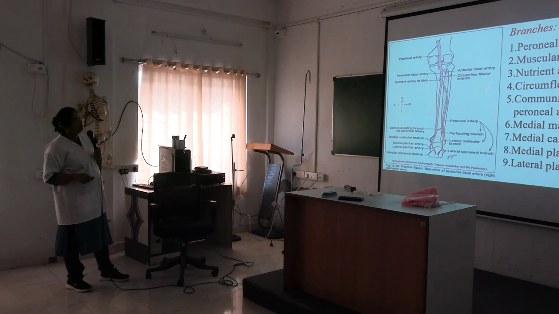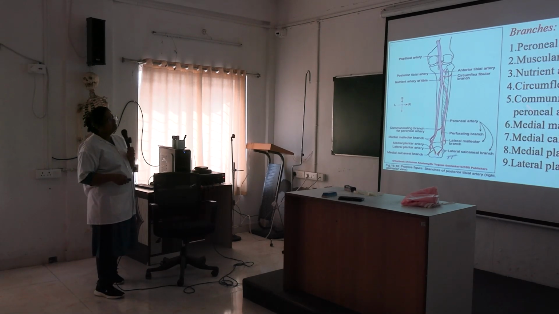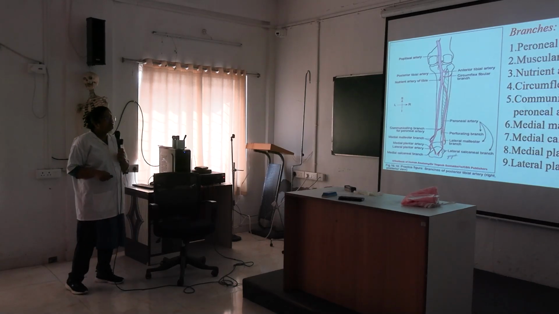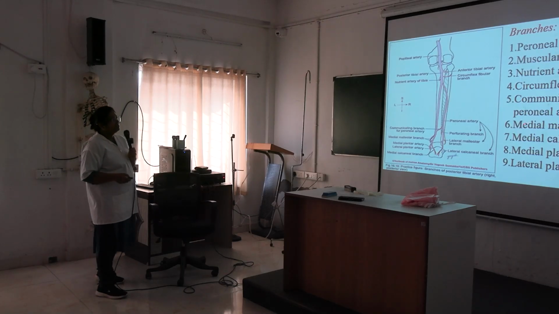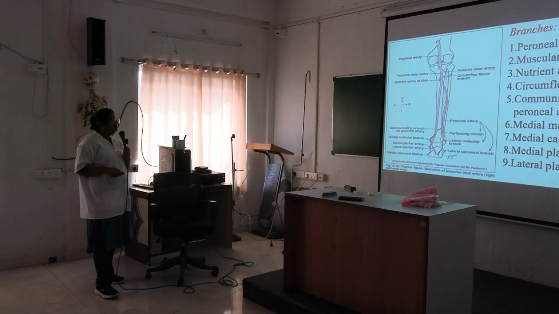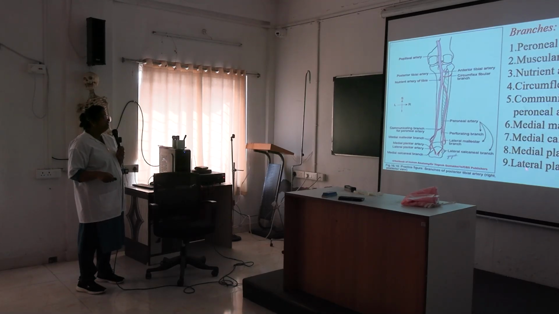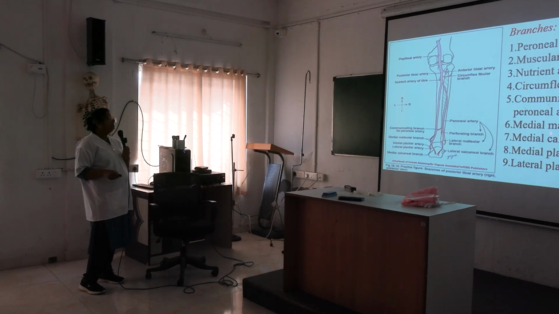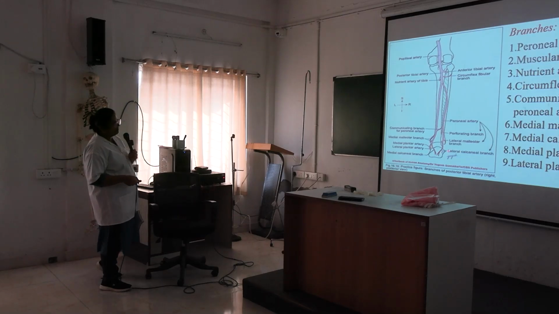These are the branches. The peroneal artery. Muscular branches supplying the muscles of the posterior compartment. Nutrient artery to the tibia. Circumflex fibular branch, taking part in the genicular anastomosis. Medial malleolar branch, then medial calcaneal branch. Medial plantar artery and lateral plantar artery are the two terminal branches. And the lateral malleolar branch comes from the peroneal artery.